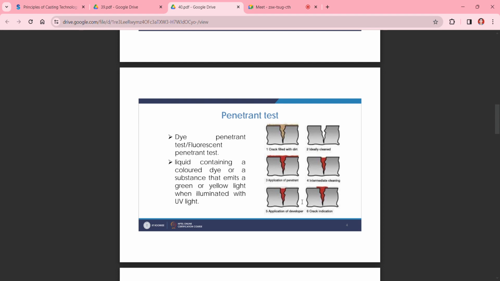So the applications of magnetic particle testing and penetrant testing are around similar, but the difference is that magnetic particle testing can only be applied on ferromagnetic material, while penetrant testing can be applied on any type of material.